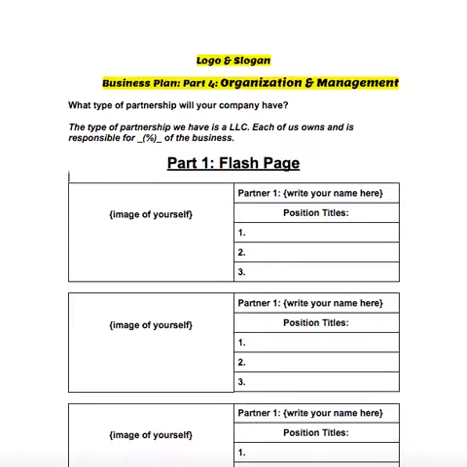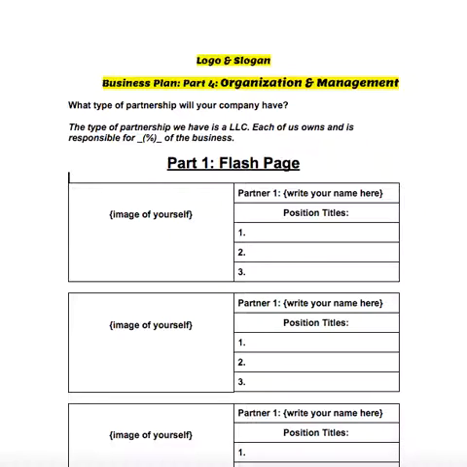In this video, I'll be explaining what needs to be done in Business Plan Part 4, Organization and Management. What we'll be covering in this BP4 is there's 4 parts to it. The first question that it asks in this business plan is what type of partnership will you have? Now, what you're going to have is something called an LLC partnership.